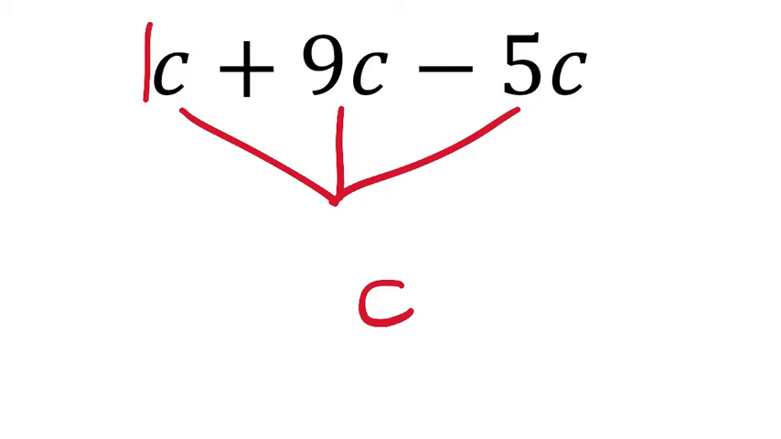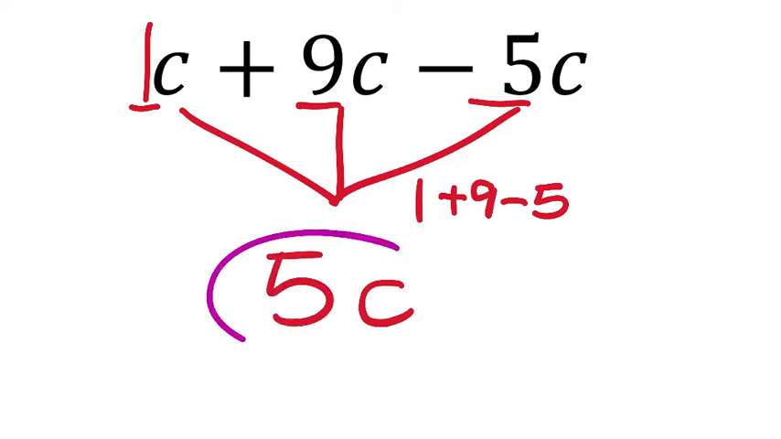So what I'm doing here is 1, plus 9. I'm just looking at the coefficients, 1 plus 9, and then minus 5. And this will tell me how many C's total there are. You can just throw that in the calculator. You should get 5 C's. And that's it.